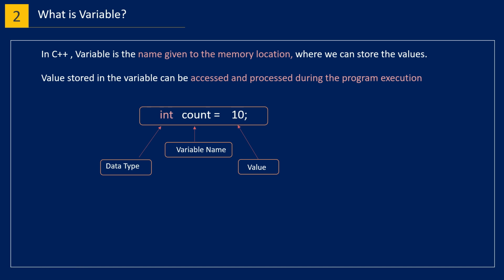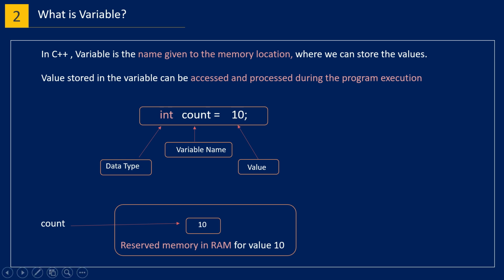When we declare this variable and initialize the value 10, the compiler will reserve memory space for this count variable in the RAM, and the value 10 will be stored in that particular memory slot. So the name given to that memory slot is nothing but the variable name, and the value stored in this variable can be accessed and processed during program execution. Whenever we store a value in a variable, we use it for calculation or any other purpose as well.